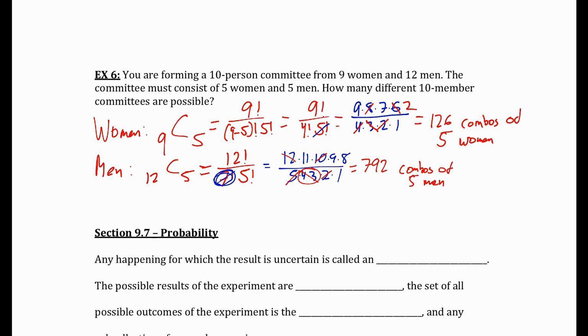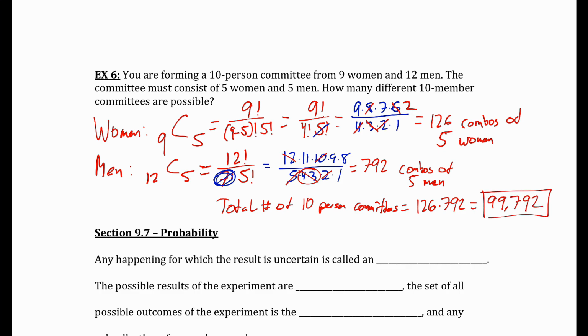So that's how many different choices we have for women, and that's how many different choices we have for men. Now the total number of 10-person committees is going to be, using the counting principle, the number of ways we can get 5 women, 126, times the number of ways we can get 5 men, 792. When we multiply those together, we end up with 99,792. So there are almost 100,000 different ways we could choose 5 women and 5 men from those 9 women and 12 men.